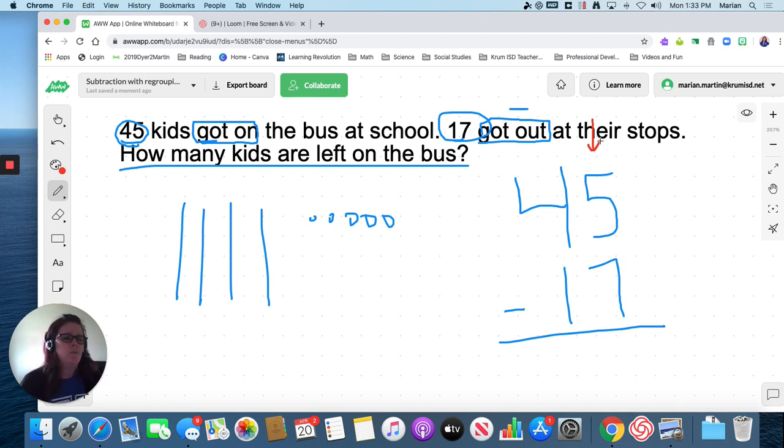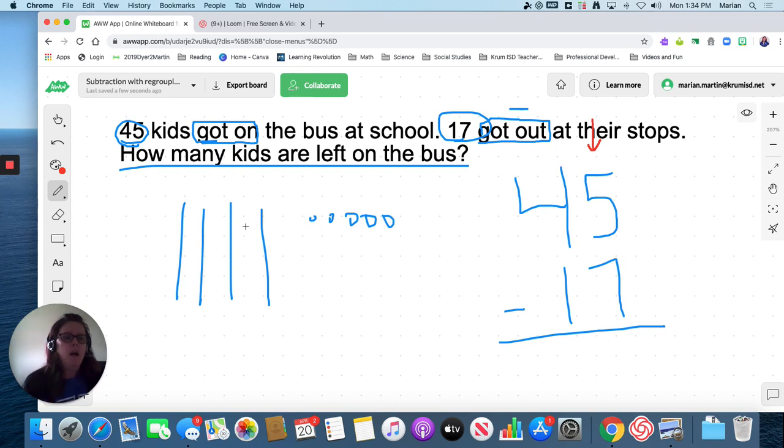Okay, so we have 5 ones, but we need to take away 7 ones. Are we able to take out 7 ones right now the way the problem is set up right now? No, we're not able to do that because if I only have 5, I can't take 7 away. I don't have enough. Okay, and this is why we have to regroup. So we're going to regroup or borrow. We're going to borrow from the tens place.